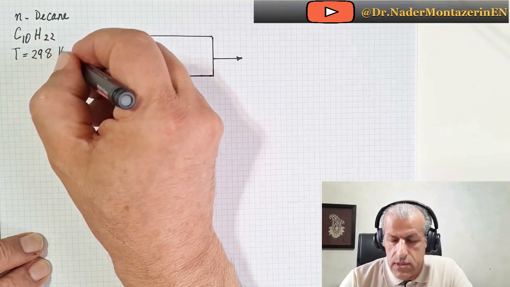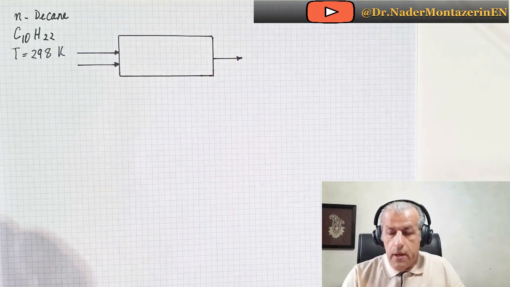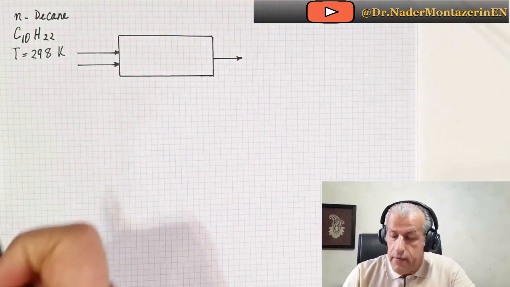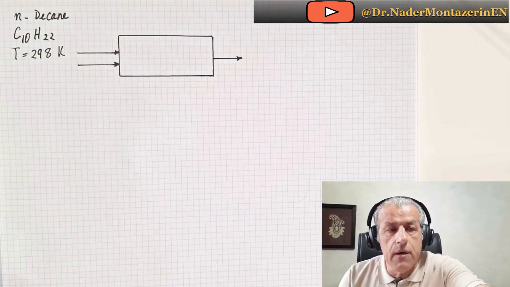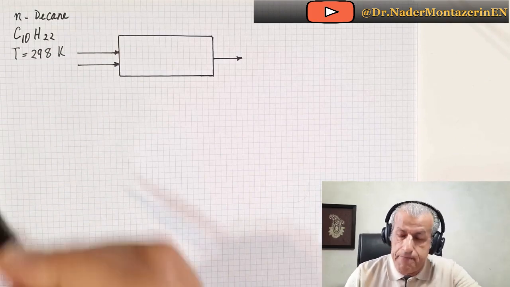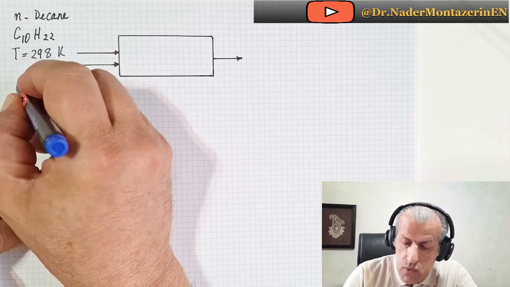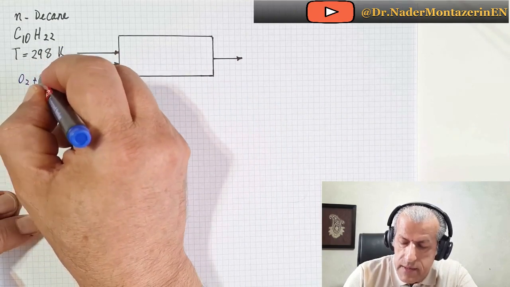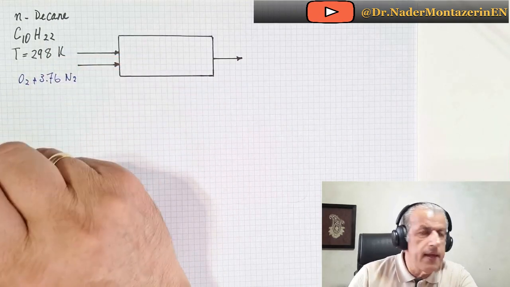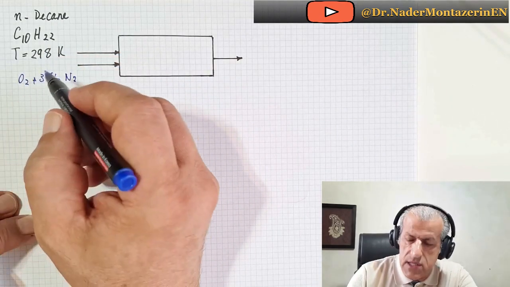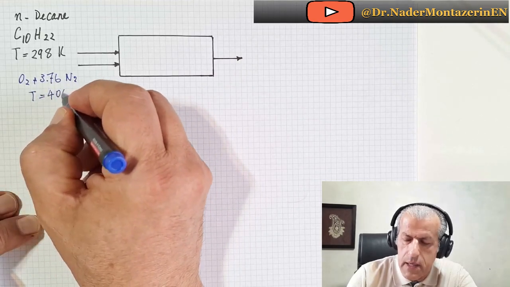298 K, which is the ambient temperature. On the other hand, we have air. The air that enters our combustion chamber is at 400 K. So air is O2 plus 3.76 N2, and this enters our combustion chamber at T equals 400 Kelvin.